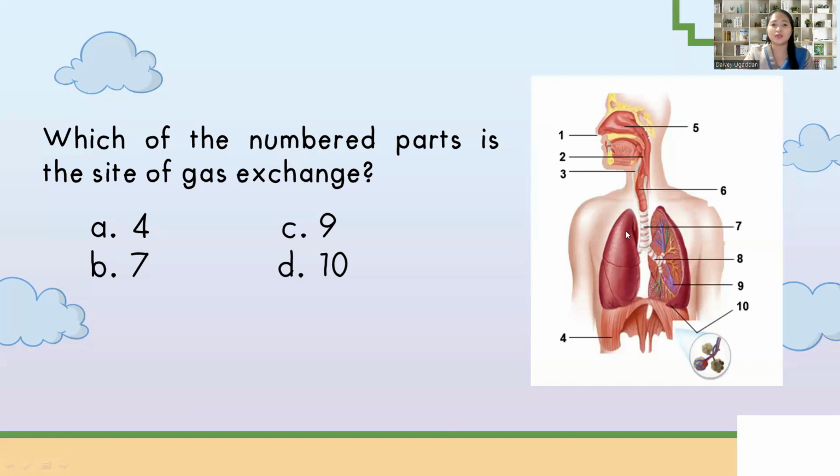So that leaves us with the last one, which is number 10. And 10 is your alveoli. So we have already answered this one on the previous question. Alveoli is the site of gas exchange. And in this structure, in this diagram, alveoli is number 10. The correct answer is letter D.